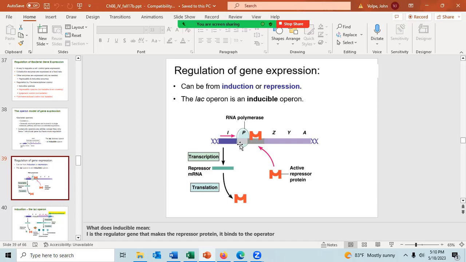Now, when the polymerase binds to the promoter and then moves down the DNA, the movement of the polymerase is blocked by the repressor protein. And so the polymerase doesn't move any further than the repressor protein. And that shuts down the lac operon, meaning the Z, Y, and A genes will not be expressed because the polymerase cannot reach them. Any questions about any of that?